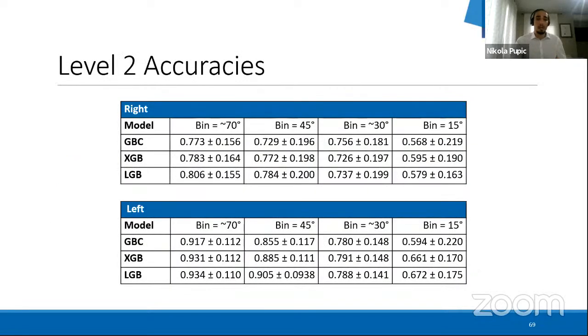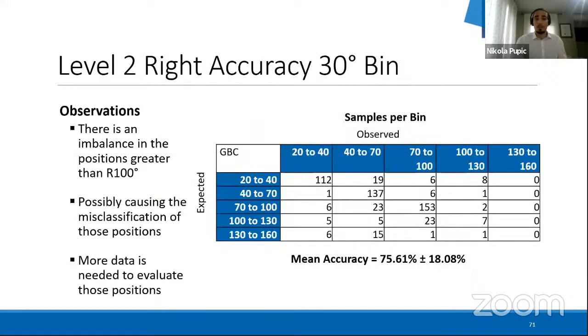Now, moving on to level 2 accuracies. The best performing model for level 2 accuracy varied depending on bin size, but the LGB model was best in 5 out of 8 cases. As an example, we will look more in depth into the right and left 30-degree bins. So here's a table for the right 30-degree bins that shows the expected bin values horizontally and the observed bin values vertically.